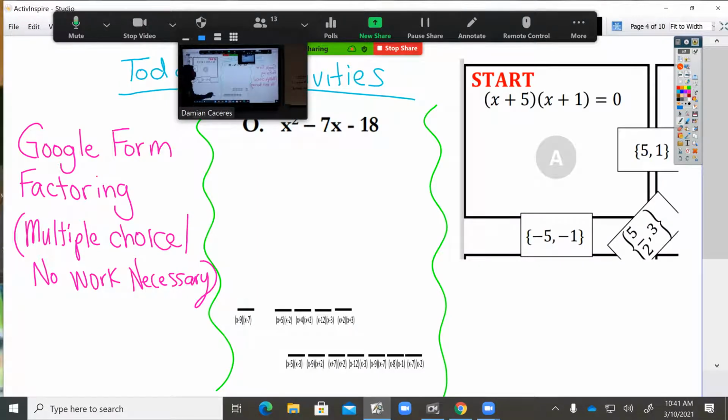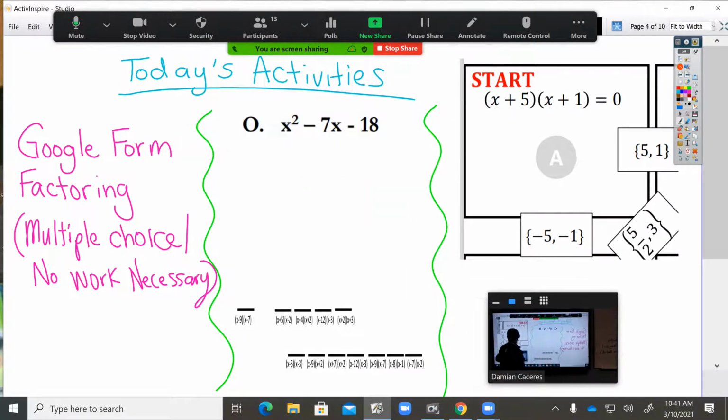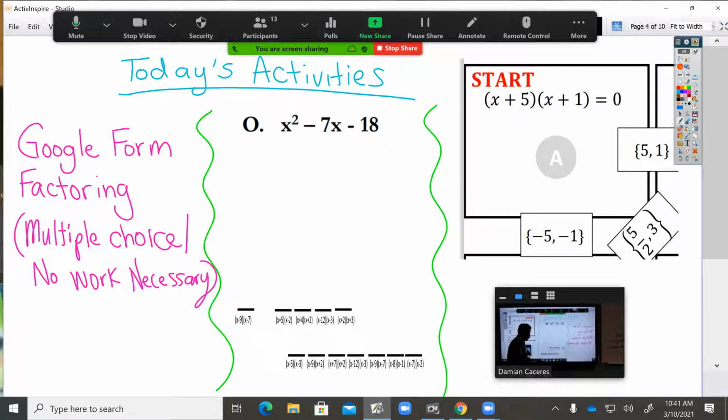All right, now these are the 3 assignments. Please pay attention because they're very simple. Now, on the Google form activity, it's only 10 questions and it's multiple choice, which means you don't have to show me work. Simply select the correct answer. When you're done, you submit it and it grades it for me. You got that? Then, these are the 2 activities.